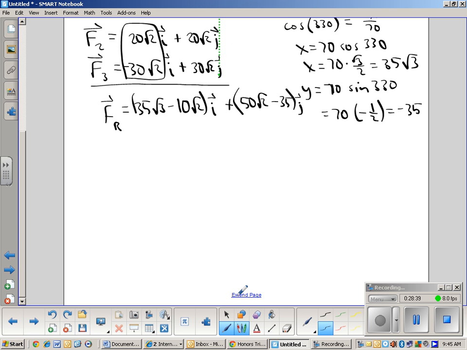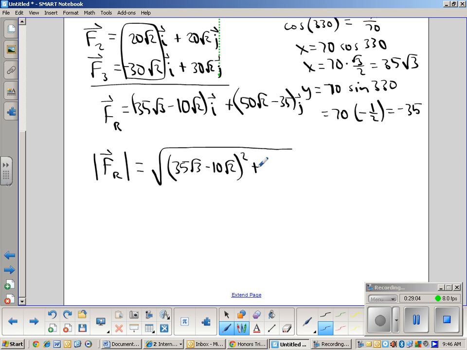So do you want to find the angle or the magnitude first? Magnitude. Guess you just use that right there. So to find the magnitude, I'm going to say square root of (35 square root of 3 minus 10 square root of 2) squared plus (50 square root of 2 minus 35) squared. I'm just going to do all that in my calculator.